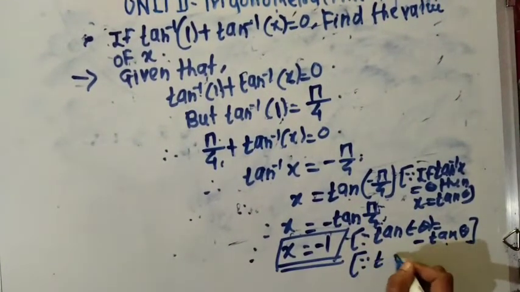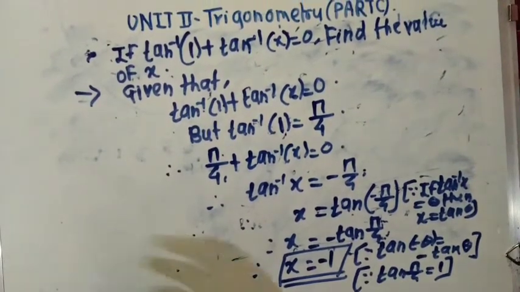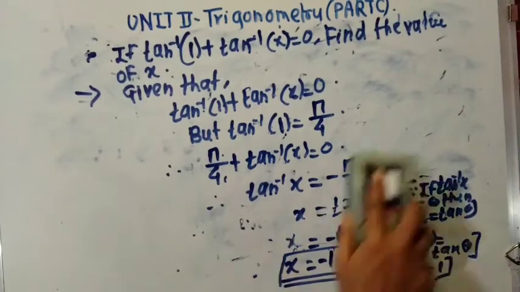Since tan pi by 4 is equal to 1. Then we study the next example.